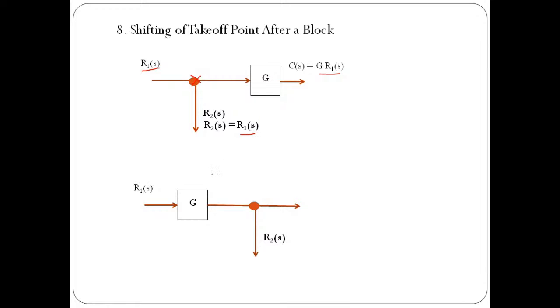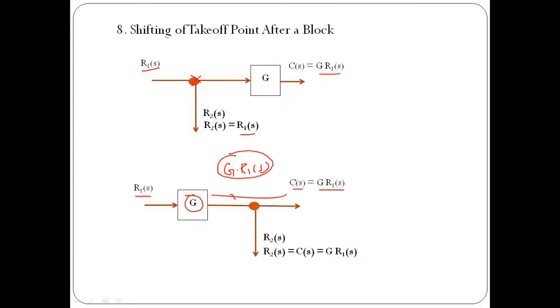Now in this case, we are trying to shift the takeoff point after a block. Now again, we need to calculate the same output and intermediate values of the signal. Now if you calculate the value of output over here, it is going to be like this. See, output C of S is G times the input, or output is nothing but input times the gain. So input is R1 of S, gain is G. So output is going to be G times R1 of S. And the same value of signal is available over the entire path.